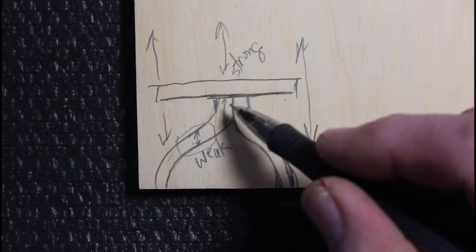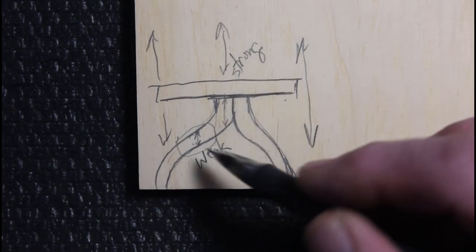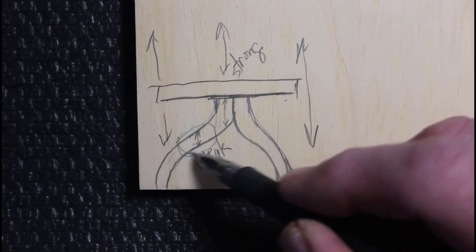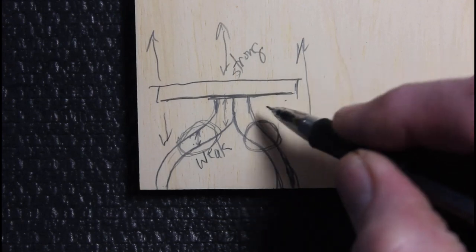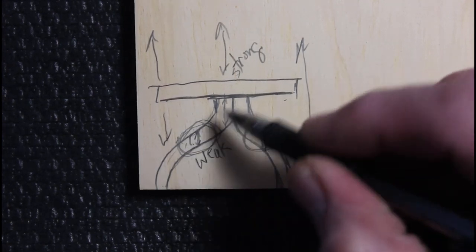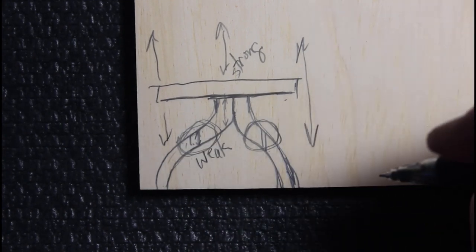This is from an actual table that I had a couple of. It's called a Duncan Phyfe table. And every single table, the legs broke right in here. Okay, because it's short grain, there's not much holding the wood together and it's weak, and that's where it broke. Every table, same thing.